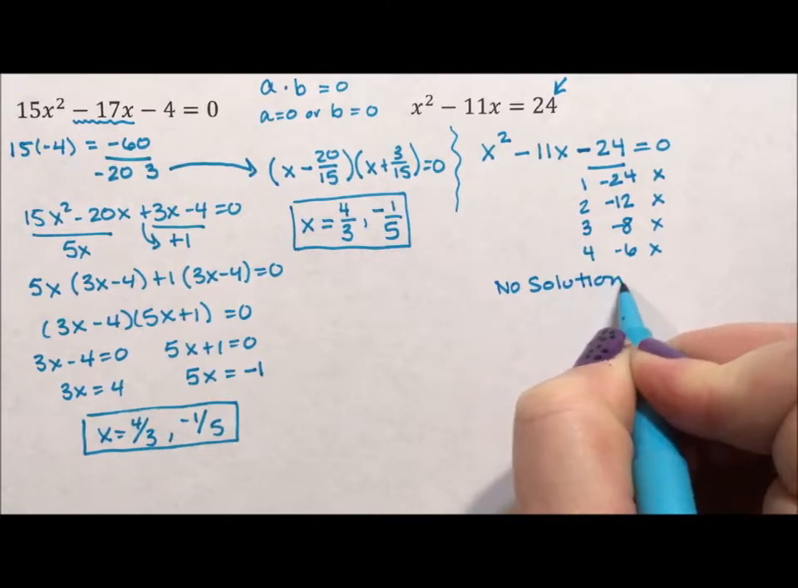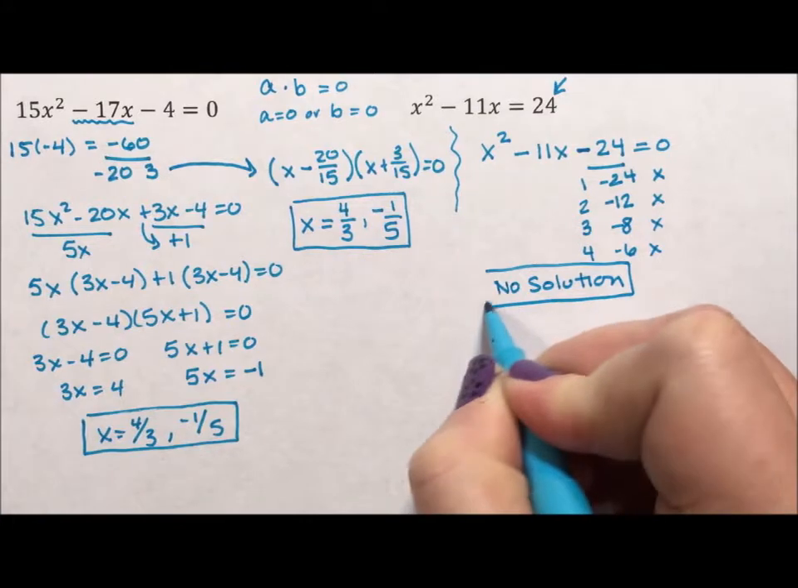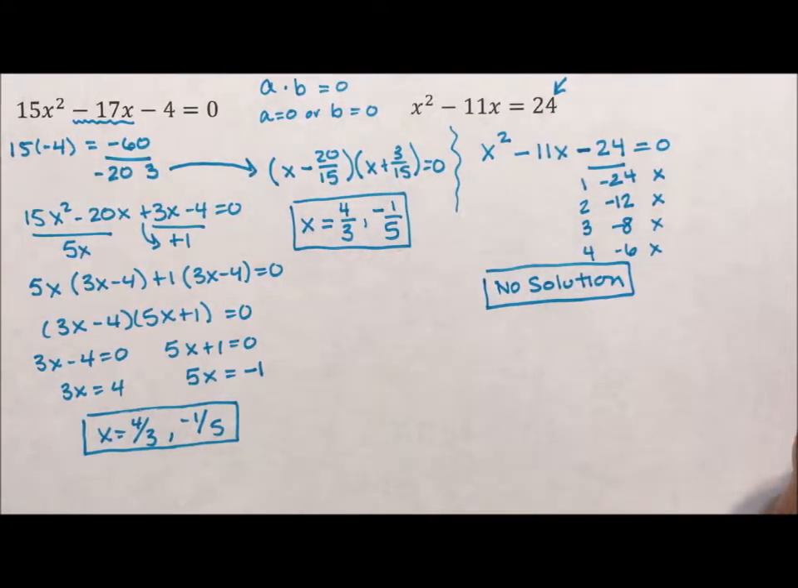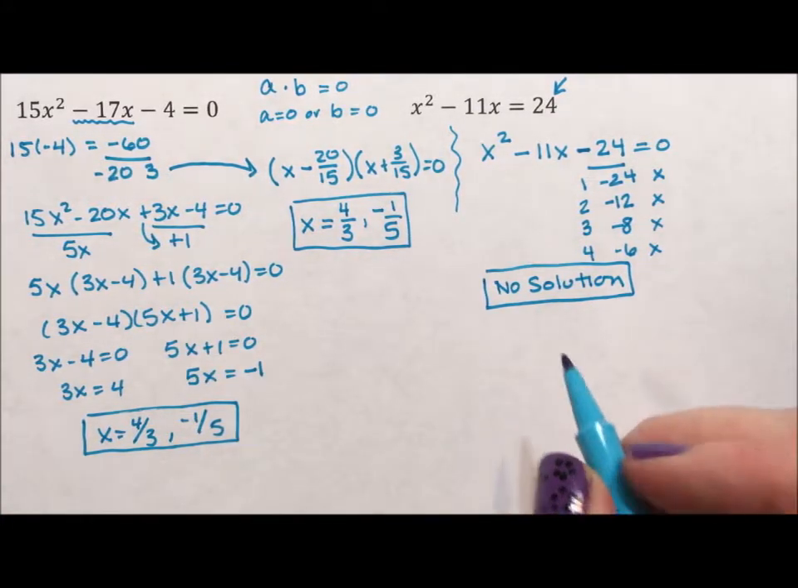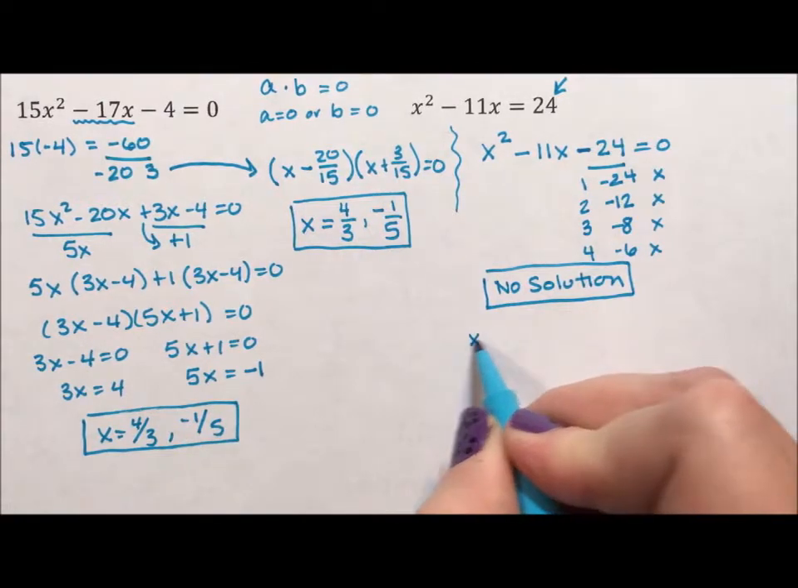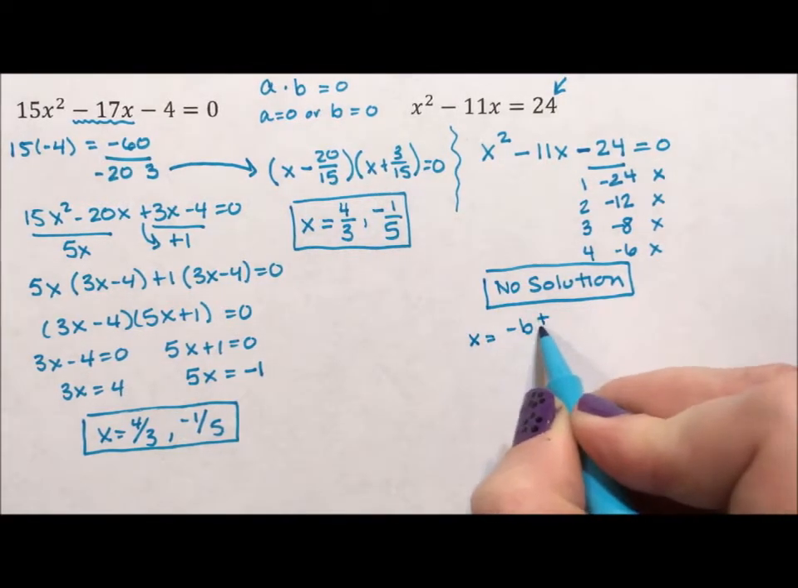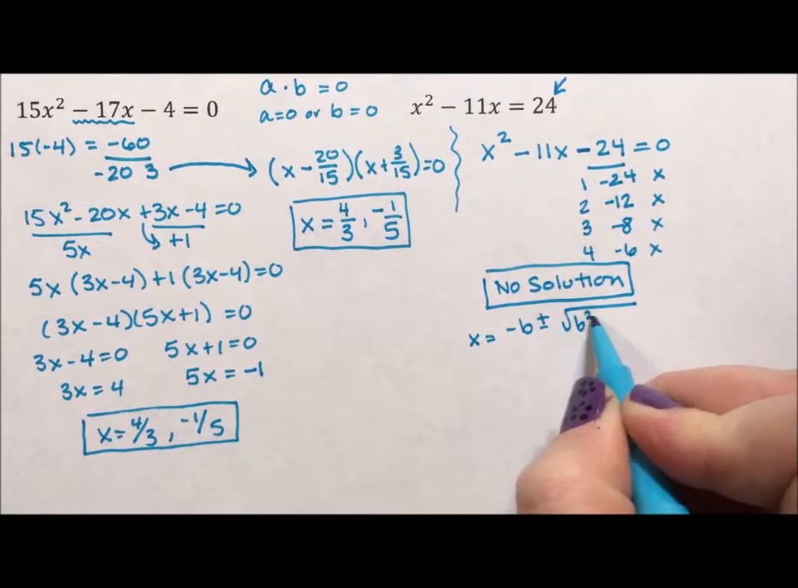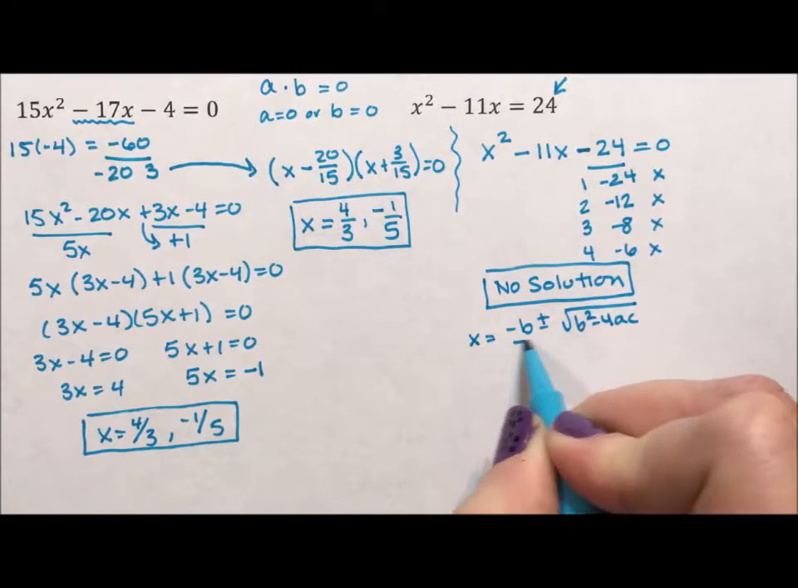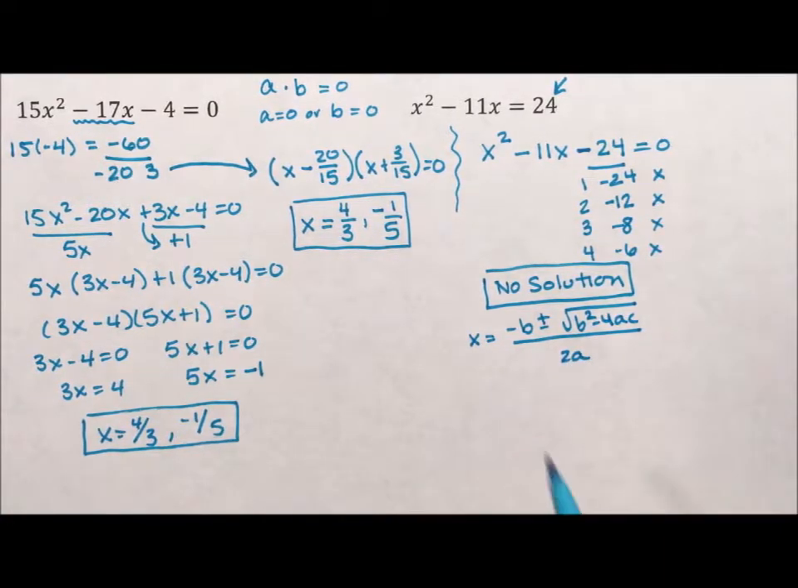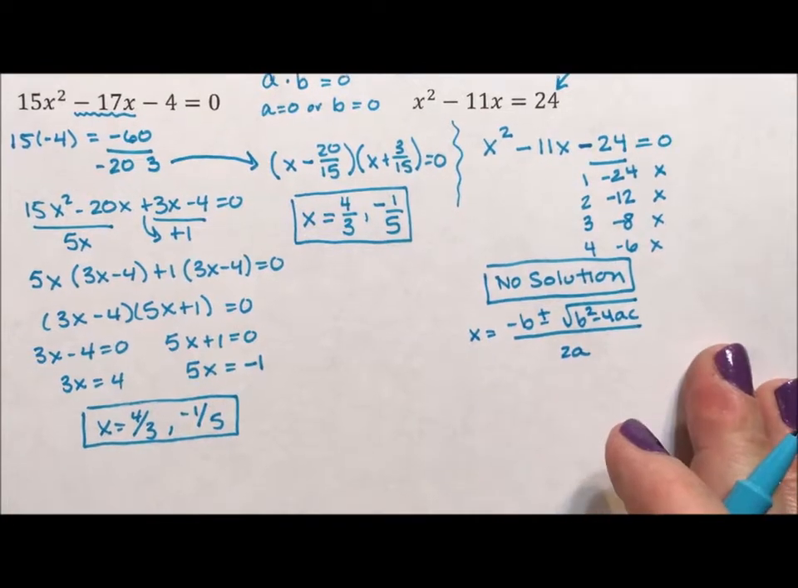However, if you have gotten as far as the quadratic formula, you could solve this with the quadratic formula. The quadratic formula, of course, is x equals negative b plus or minus the square root of b squared minus 4ac, all over 2a.